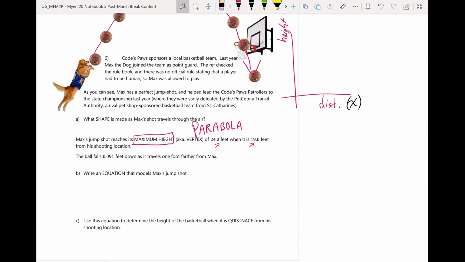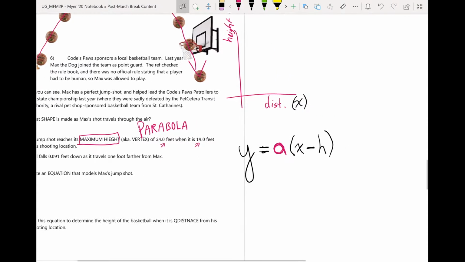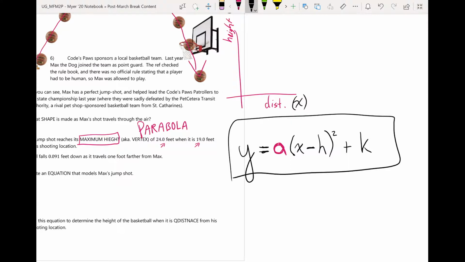Okay. So write an equation that models Max's jump shot. This comes back to our equation of a parabola using vertex form. So vertex form is y equals, do you remember the rest of it? I always forget the numbers. Always the letter A first. A. So this part is where it gets kind of confusing. It looks like this. That's our vertex form.